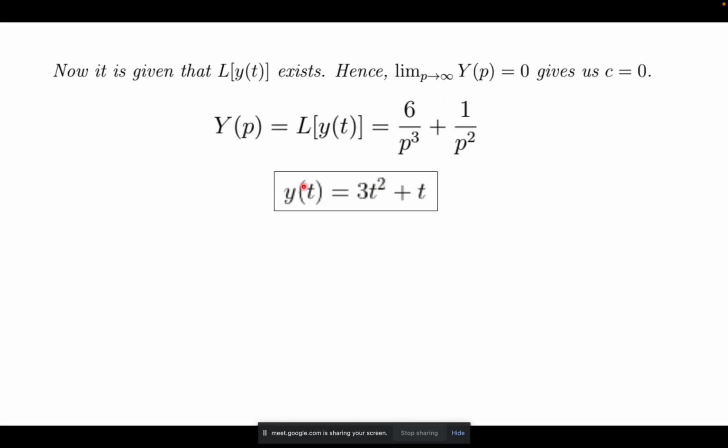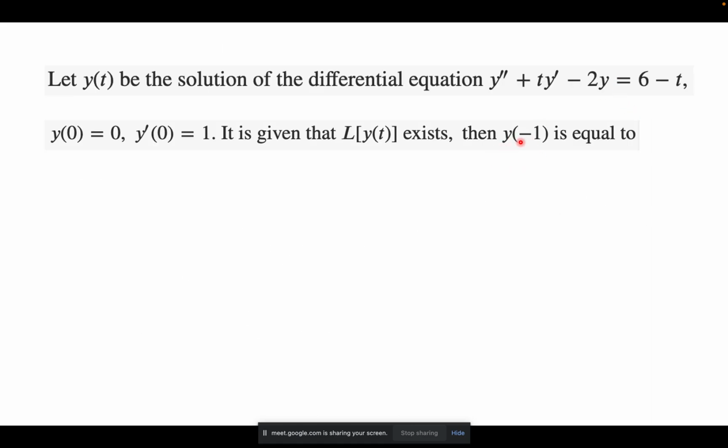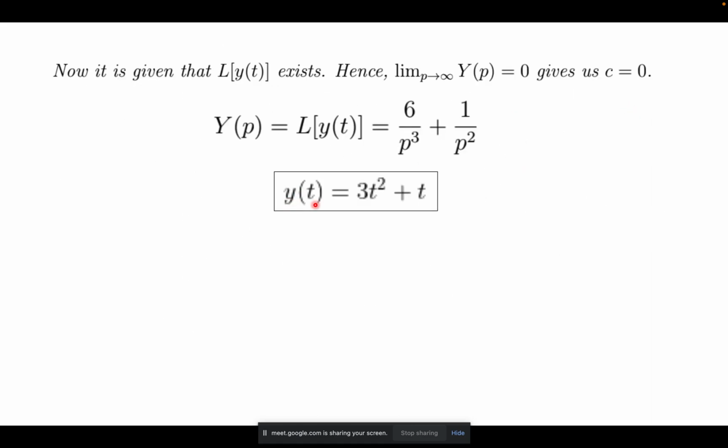So y of t will be 3t square plus t, and the question is asking for the value of y of 1. So the value of y of 1 will be 3 times 1 whole square minus 1, which is y of 1 equal to 2. So y of 1 equal to 2 is the answer to this problem.